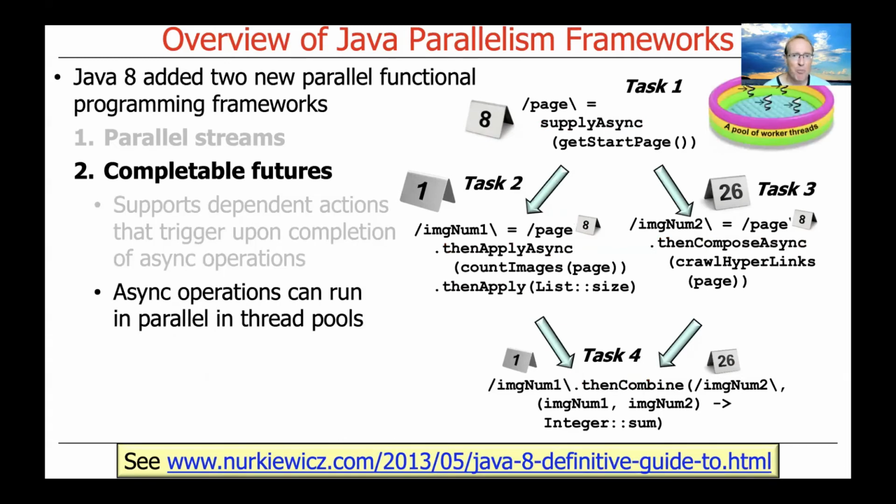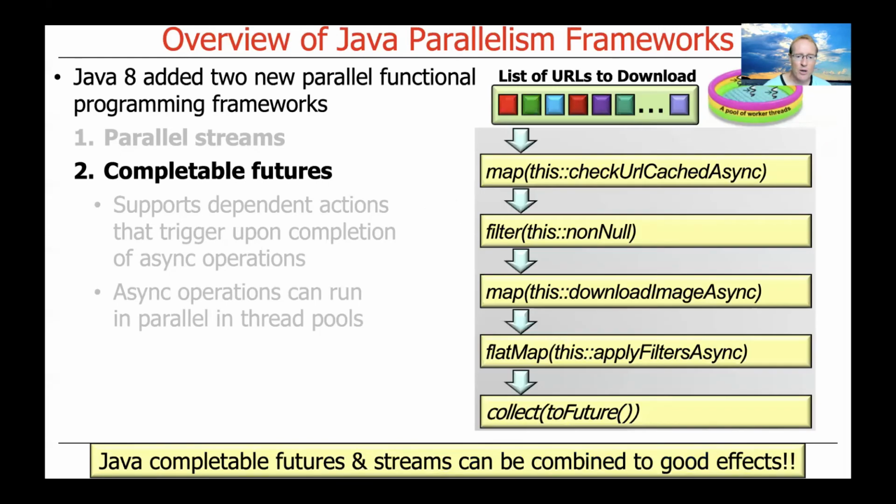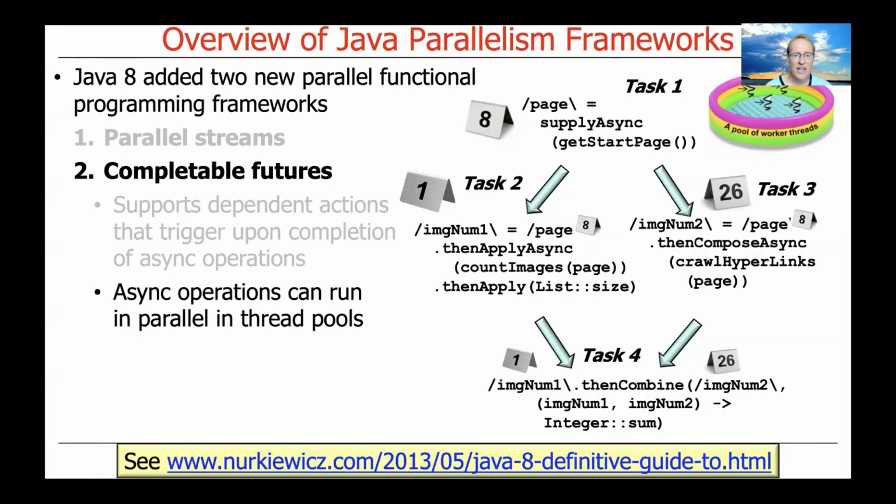The asynchronous operations, of course, can run in parallel in different types of thread pools. You can use the common fork join pool. You can use the various other kinds of pools that you might be familiar with if you know a lot about Java, like fixed size thread pools or cached thread pools and so on. You can even make your own thread pools if you want. And so this flexibility gives completable futures more generality than parallel streams, which is limited to the common fork join pool for some good reasons.